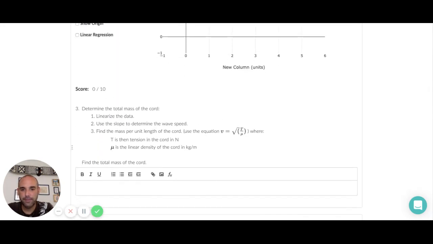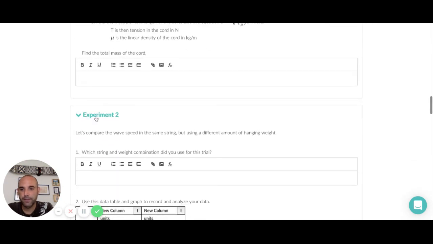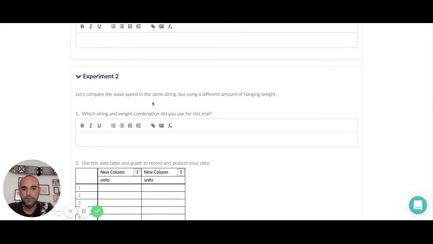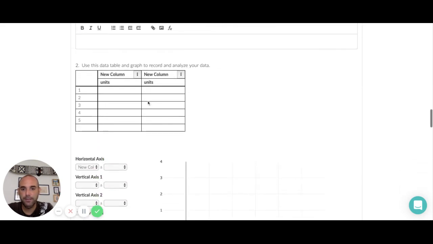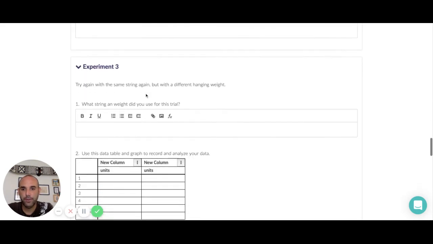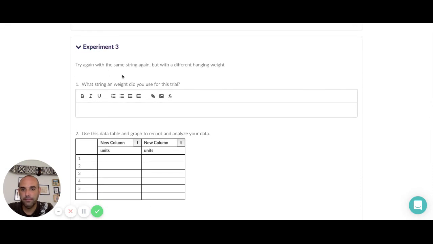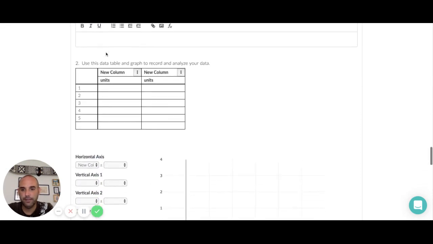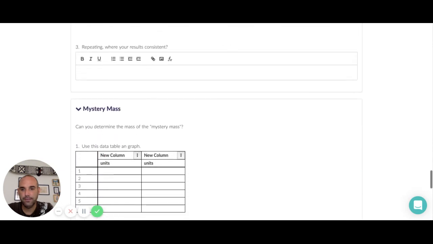Now using that velocity that you measure, you can answer this question: what is the mass per unit length of the string? So using the slope, you got your wave speed, and then using that wave speed, you can do these calculations. So I want you to do that. Then you're going to complete experiment two, where you're going to look at the wave speed in the same string, but with different hanging masses. How does the weight affect the wave speed? So I want you to go through that, answer the questions, and then just keep following. You're just trying to look at how weight affects the wave speed, using that second formula.